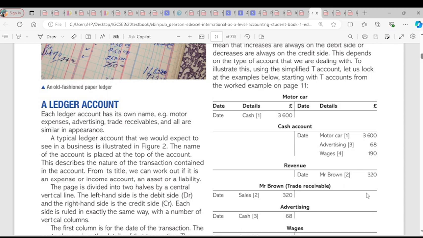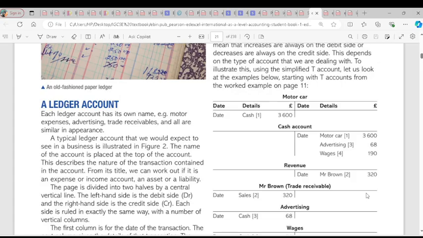You debit the account which receives the money. Advertising account, motor car account, wages account, they are all going to be debited because they received money from cash. So the cash account is credited, and for the double entry system, for every debit entry, there must be a corresponding credit entry. Do you get it or not?